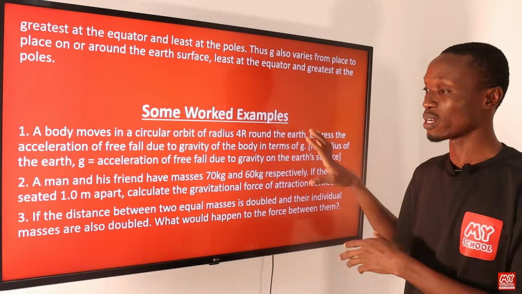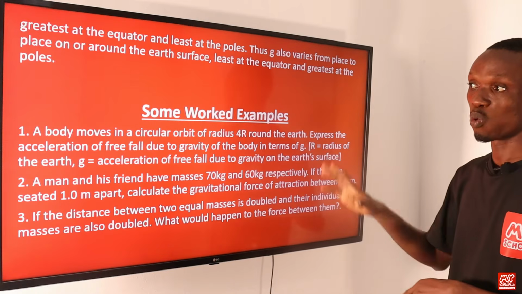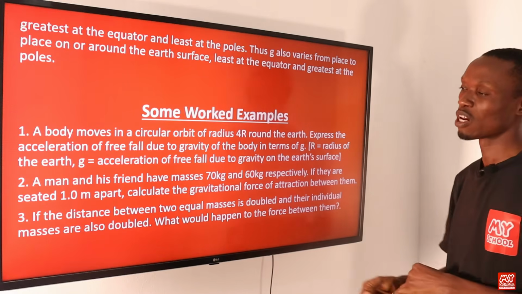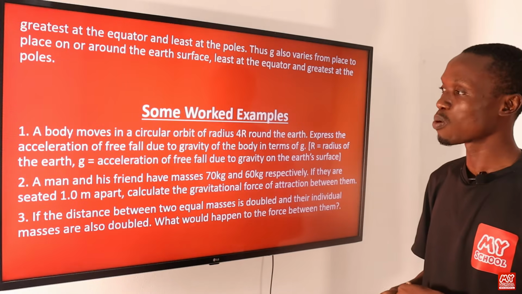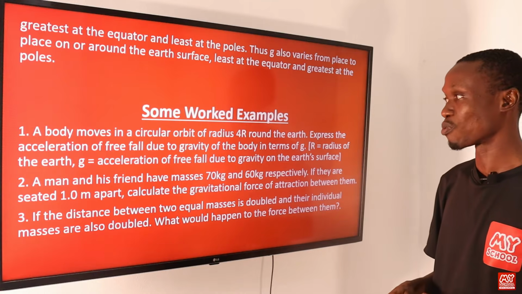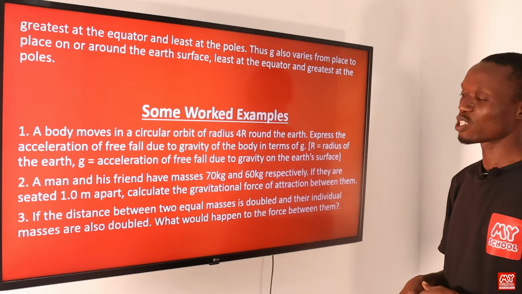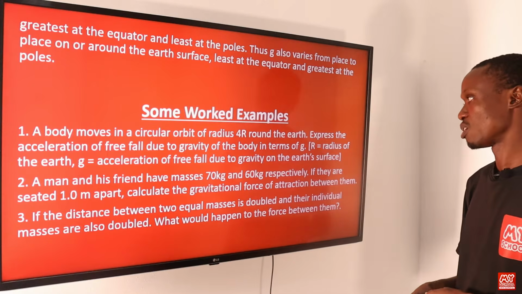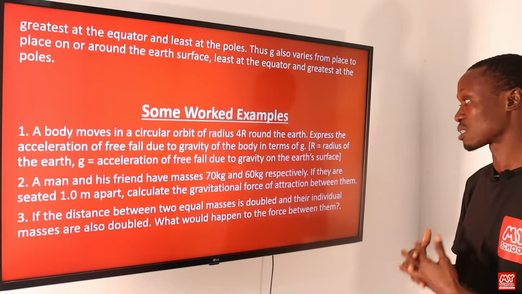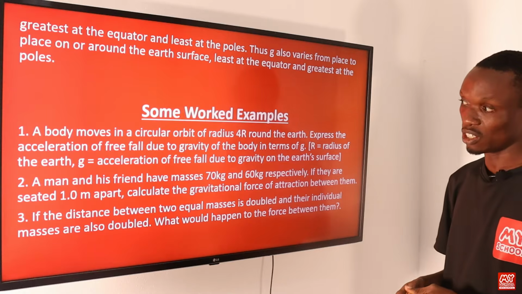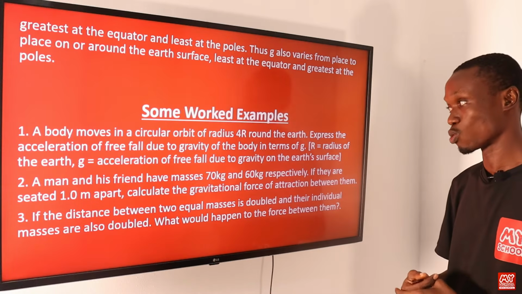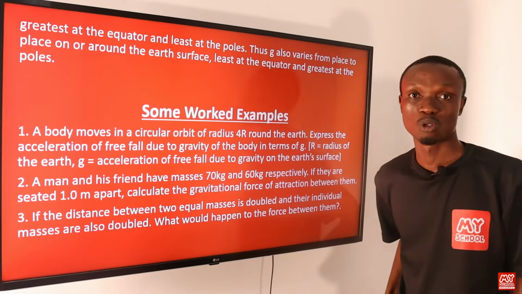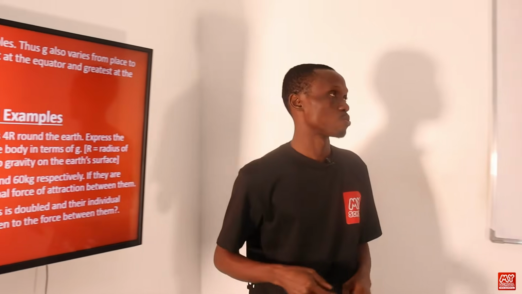So here are some worked examples for us to apply all those formulas we have seen, so that we know how to use them in solving problems. Let's begin with question 1. A body moves in a circular orbit of radius 4R around the Earth. Express the acceleration of free fall due to gravity of the body in terms of g. Here, capital R is the radius of the Earth, and g is the acceleration of free fall due to gravity on the Earth's surface. To solve this, we have to move over to the board.